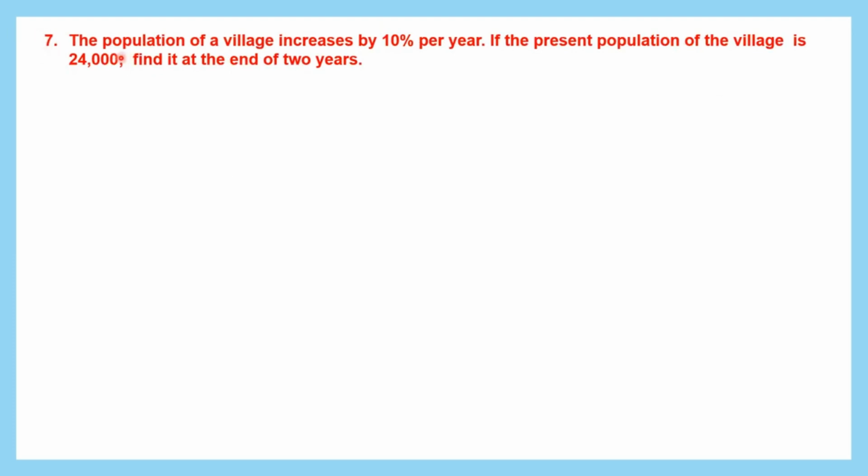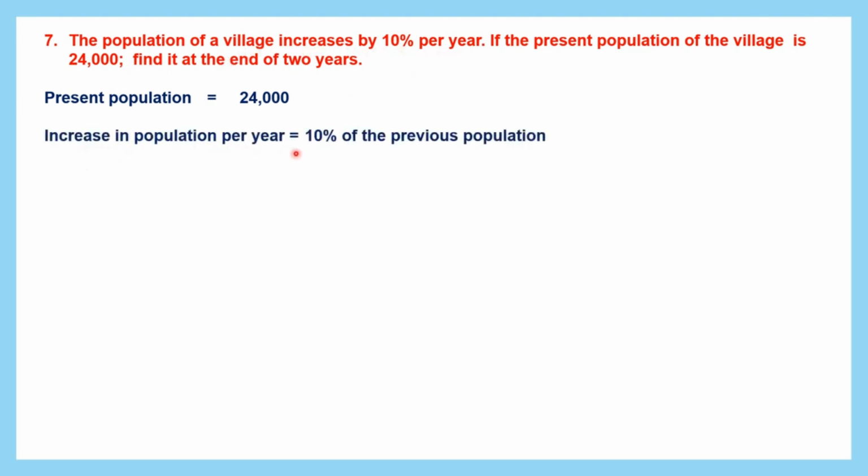Question 7. The population of a village increases by 10% per year. If the present population of the village is 24,000, find it at the end of 2 years. So after 2 years, at the end of 2 years, what is the population? That is the question. So the present population is 24,000. And what does it say? It increases by 10% per year.